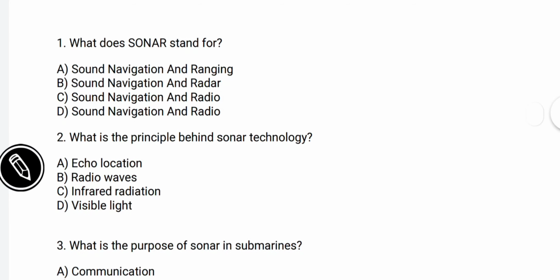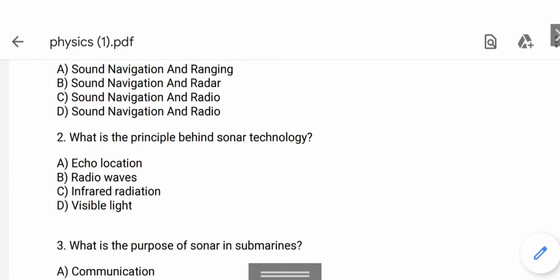And second question, what is the principle behind the sonar technology? The options are echolocation, radio waves, infrared radiation and visible light. So here option A is the right answer.